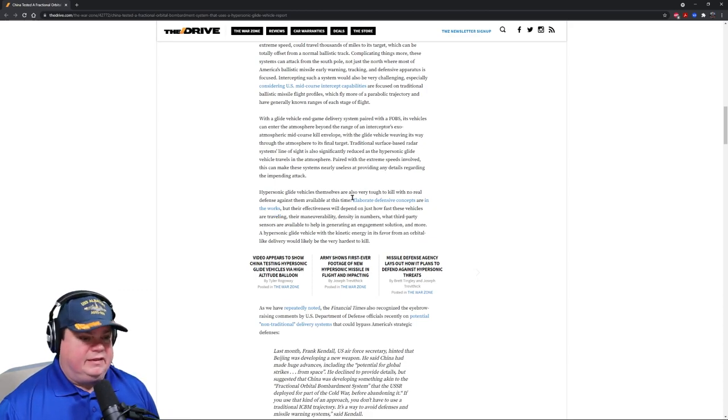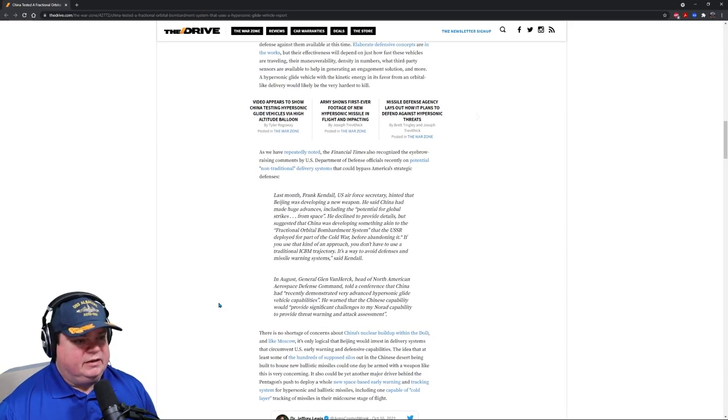I've been saying that for months. Elaborate defense concepts are in the works, like the video we just showed you guys, but the effectiveness will depend on just how fast these vehicles are traveling, their maneuverability, the density in numbers, and so forth, what third-party sensors are available, and more. The hypersonic glide vehicle with the kinetic energy in its favor from an orbital-like delivery would likely be the very hardest to kill. Yeah, because it's going to have a lot of energy coming in, so it can use that energy to maneuver and still have a lot of kill energy at the end, even if it doesn't maneuver, especially if it doesn't maneuver.